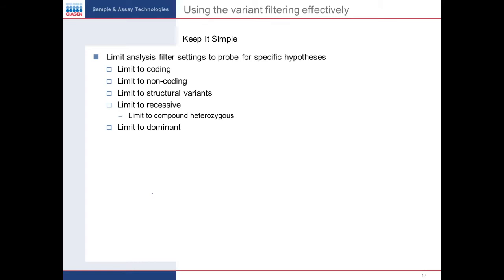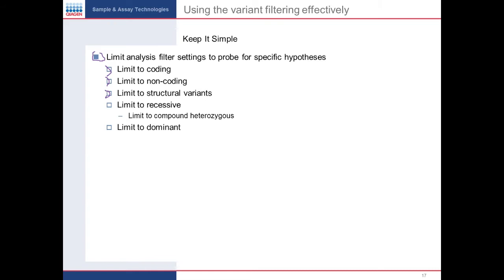Don't ask too many questions at once. Limit the analysis to filter settings that will probe a specific hypothesis. If you're interested in just coding to start, then set up your filters to just look at coding. And then if you want to look in the non-coding space, go look in the non-coding space. Or if you want to look at structural variants, go look at structural variants. But I think it's helpful to look at these all in isolation.